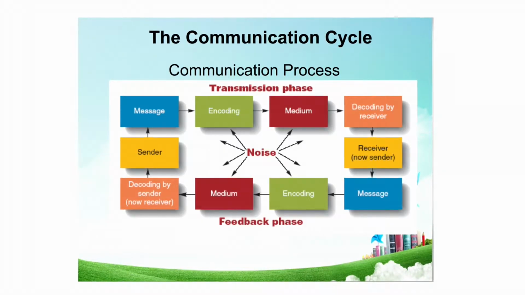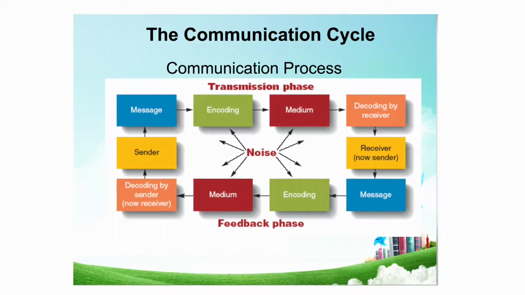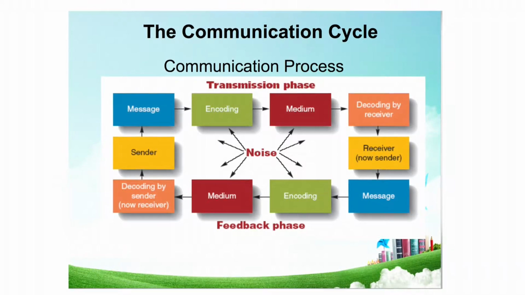Now, let us discuss the communication cycle. Look at the picture of the communication cycle. You can see two phases of communication, the transmission phase above and the feedback phase below. The sender sends the message or thought content through a medium to the receiver. The receiver decodes the message sent by the sender, and if he has any doubt or needs clarification, he sends a message again through the medium to the sender. This process of sending and receiving messages goes on again and again until both parties, sender and receiver, reach a common understanding or consensus. This is the entire communication cycle or communication process.